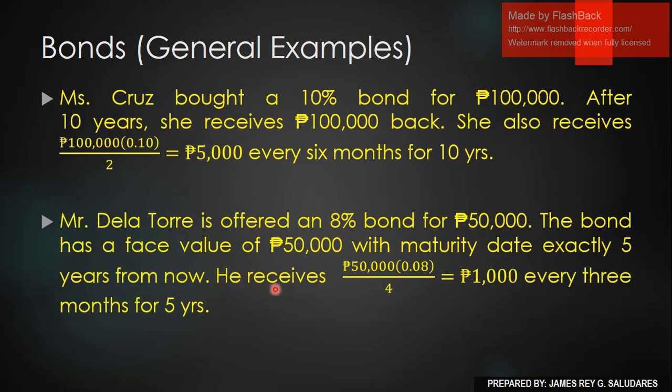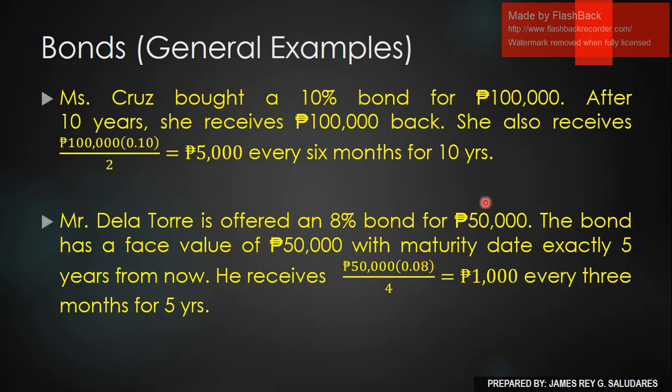So in every coupon, remember this is coupon, okay. But this time, her coupon is every 3 months, so quarterly. So you have 50,000 times the rate, 0.08, divided by 4, since there are 4 quarters in a year. So in every 3 months, in every quarter, she receives 1,000 pesos.